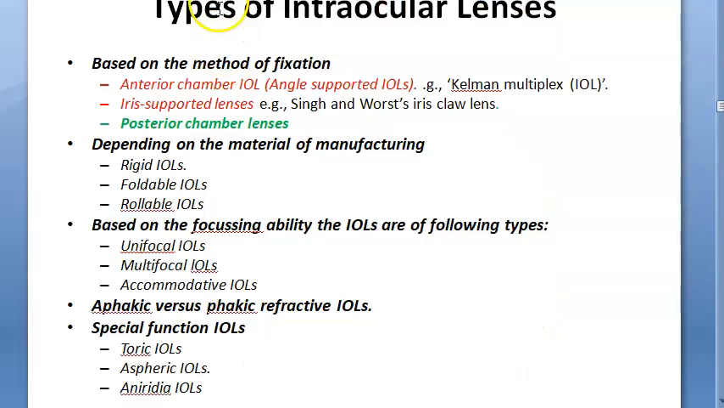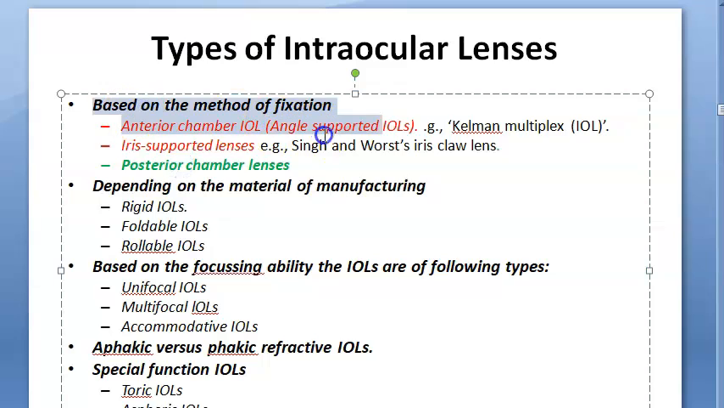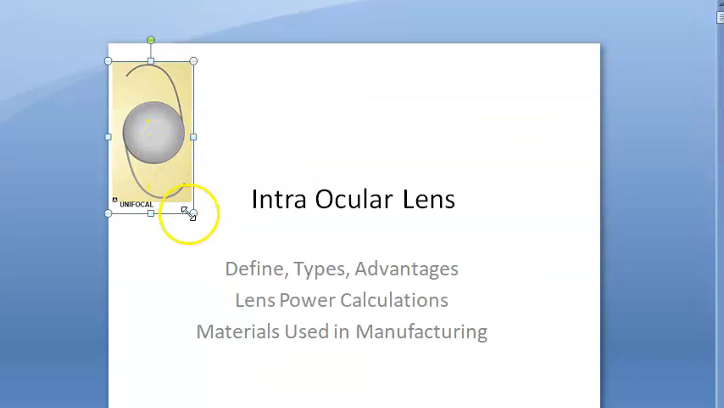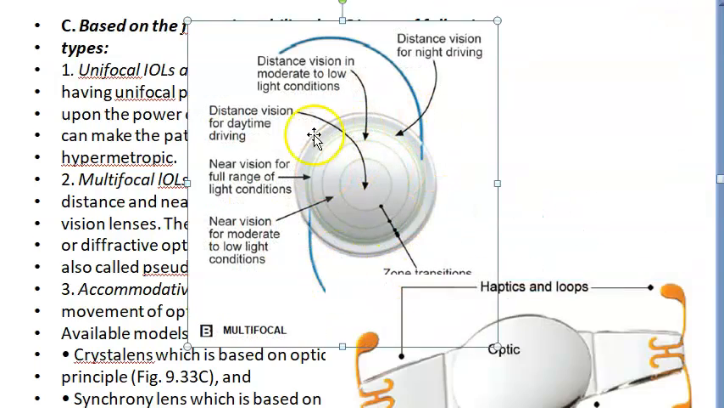Let's continue. So actually, we are looking at the types of intraocular lens. In that we have finished based on the method of fixation, where the location kind of a thing. Depending on the material we saw, now let us look at that based on the focusing ability of the IOLs. You have unifocal, multifocal, accommodative. This is unifocal, guys. It will have a single power. Look at this one here. This is multifocal.